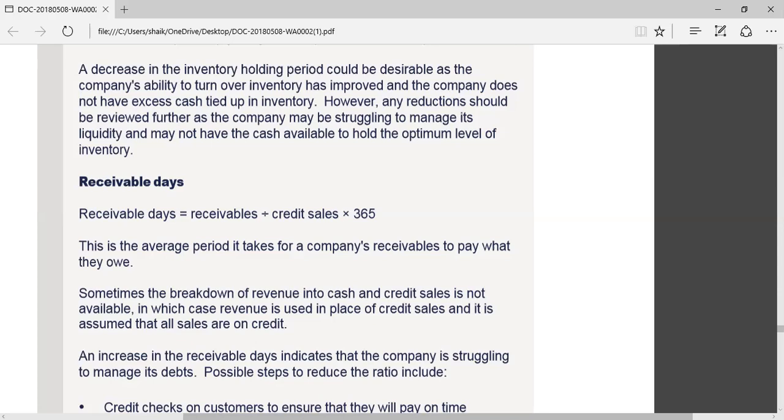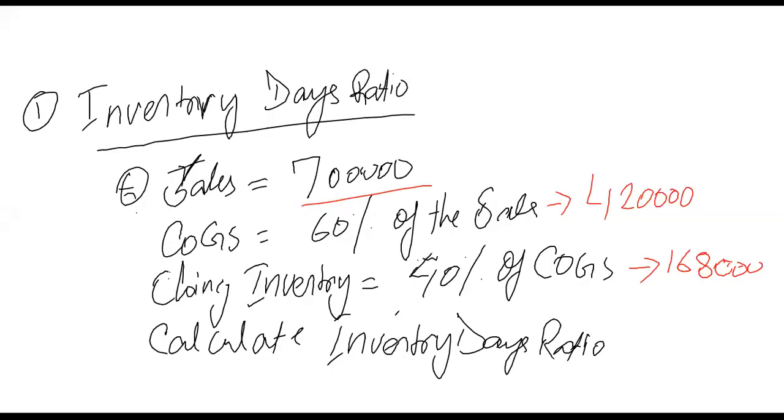Now, you don't need to go for the theoretical aspect. Let us study what we mean by the receivable days ratio. So now we are discussing the receivable days ratio, the most beautiful formula for a company to assess whether they are managing their debts accurately or struggling to manage their debts.